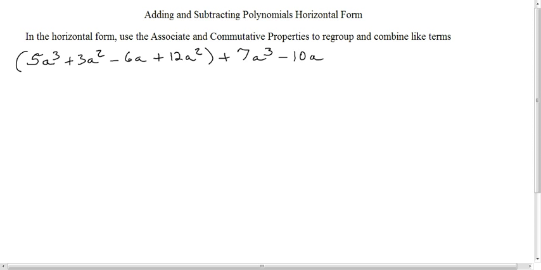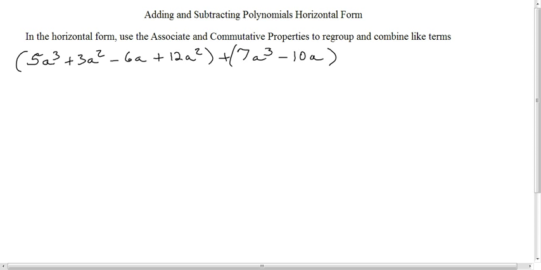I think we just did this earlier, but I want you to see what it looks like doing so, that way you can have a good comparison. 5a to the third plus 3a squared minus 6a plus 12a squared, and that's going to be plus 7a to the third minus 10a. So let's look at adding these two polynomials.